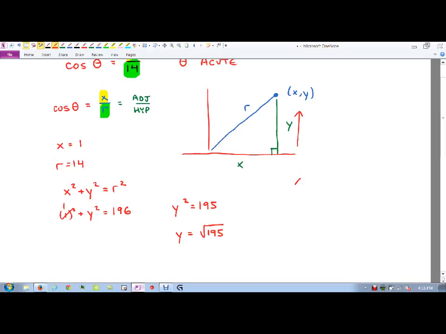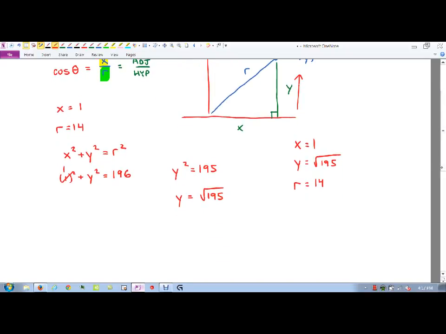Okay, so here's what I have. I have X is 1. I have Y is square root of 195, and I have that R is equal to 196. I'm sorry, R is not 196, R is 14. Okay, now from this we should be able to get all the trig functions. Sine theta is Y over R, which for us would be square root of 195 over 14. Cosine theta we already know.